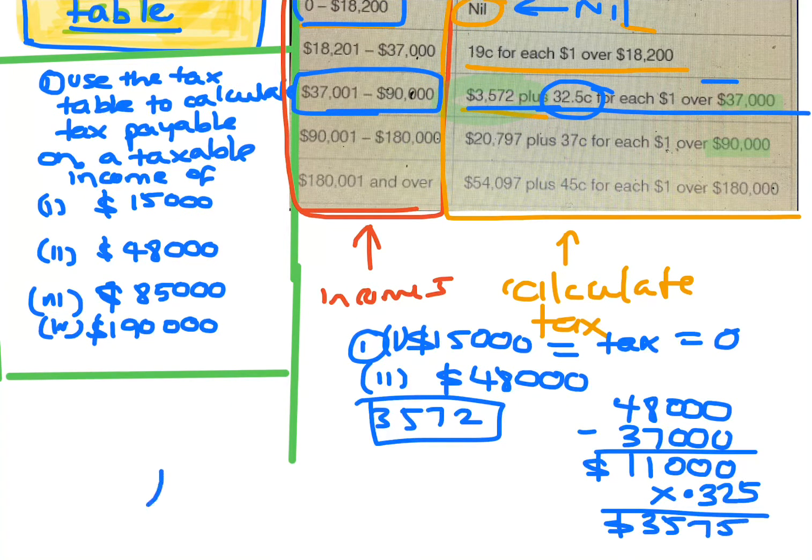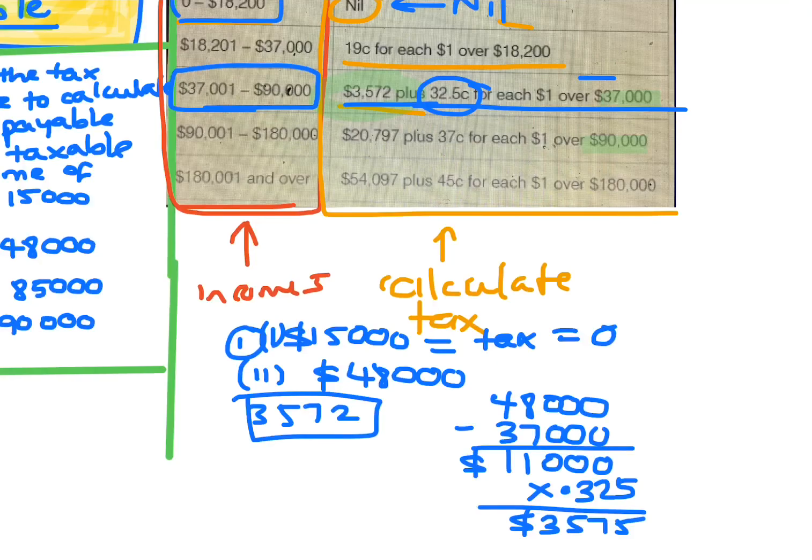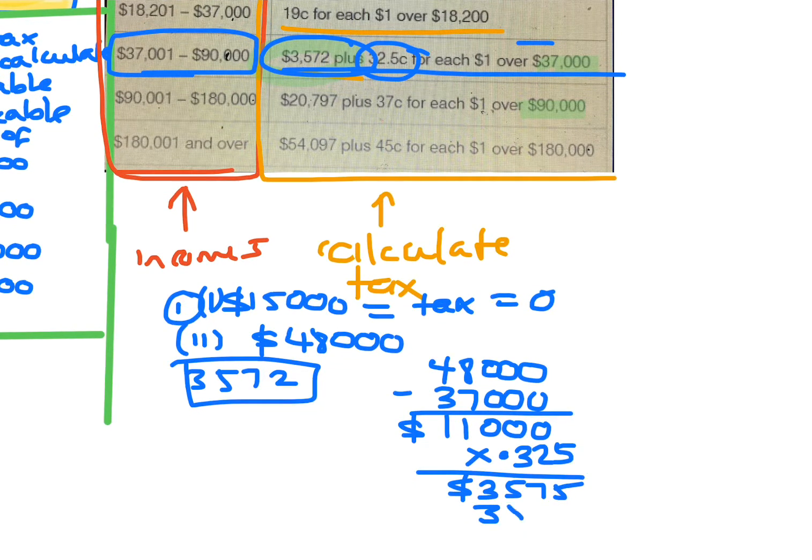3,575. Okay, and then if you look at the next one, you then have to add the 3,572 dollars that is at the start. So plus $3,572, you end up paying $7,147 in tax.